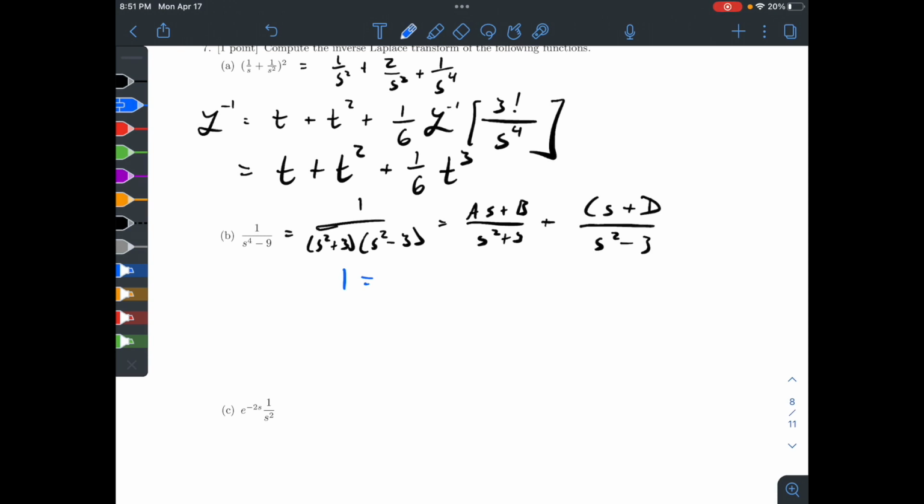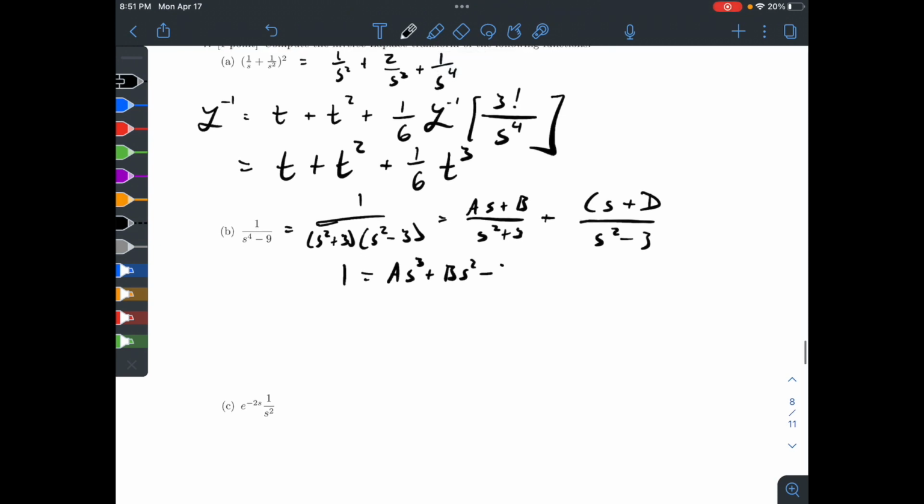All right, so we get 1 is equal to, so we'll do as plus b times s squared minus 3, and then cs plus d times s squared plus 3. So multiplying as squared plus b times s squared, we get as cubed plus bs squared. And then times negative 3 for all that, minus 3b. And then plus cs plus d times s squared plus 3. So cs cubed plus ds squared plus 3cs plus 3d.